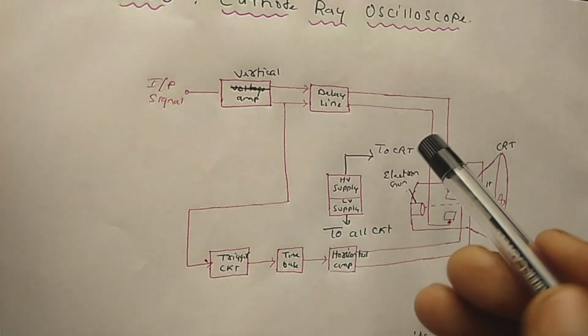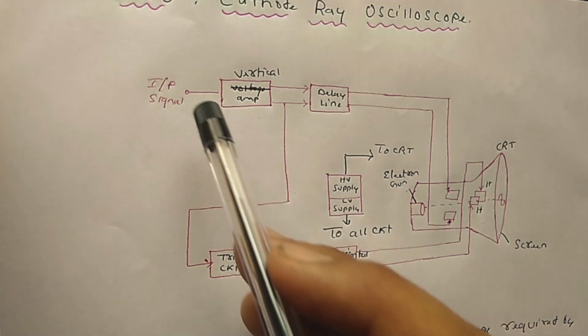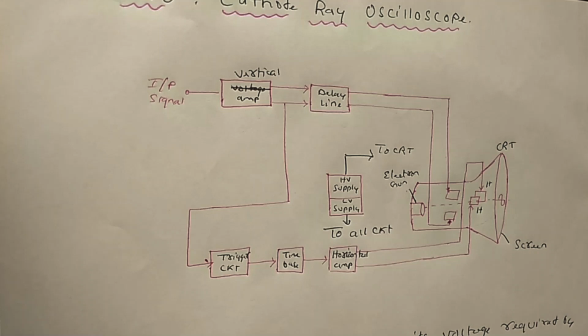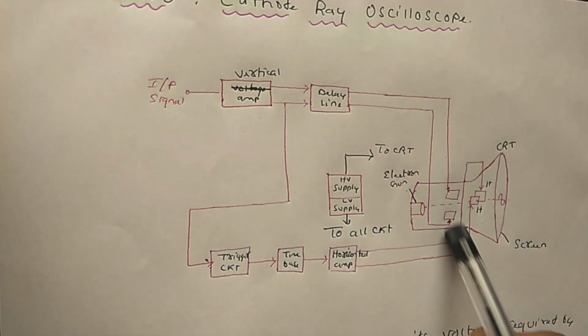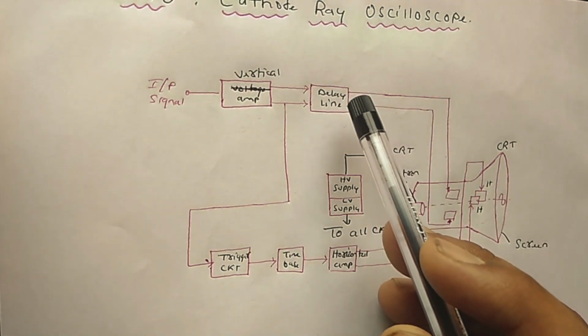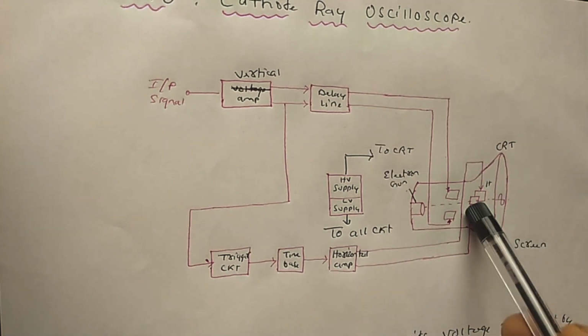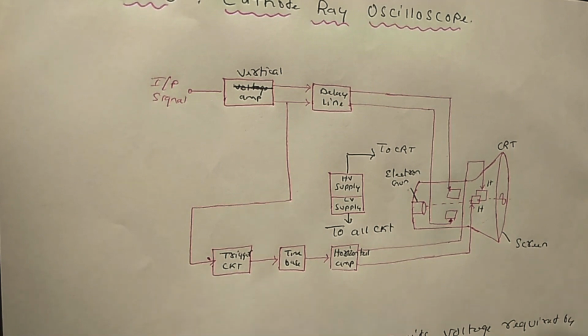Also, you can see that when the input signal goes to the vertical plate, it reaches it easily. But when the input signal goes to the horizontal plate, it first comes to the triggering circuit, then goes to the time base, then the horizontal amplifier, and then the horizontal plates. It needs much more time than the signal reaching the vertical plate. So we have to delay the signal by a small amount of time, so that the signals reach the plates together.